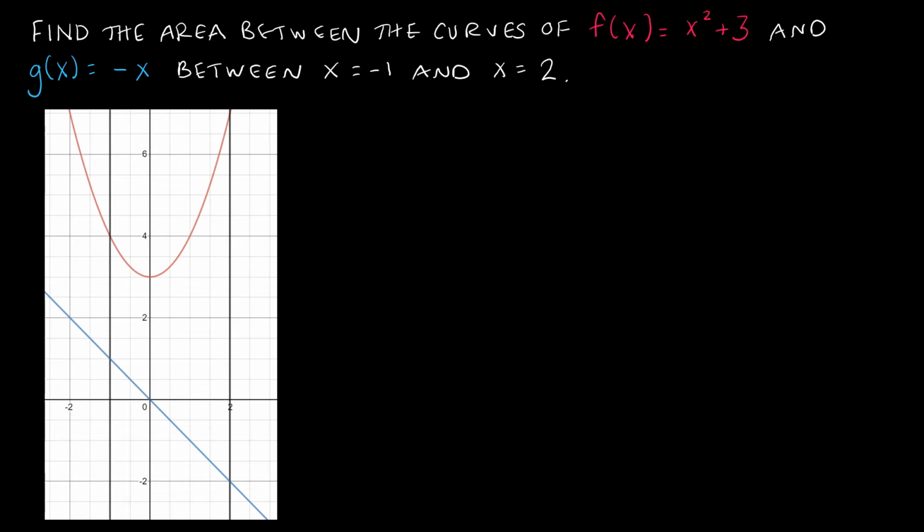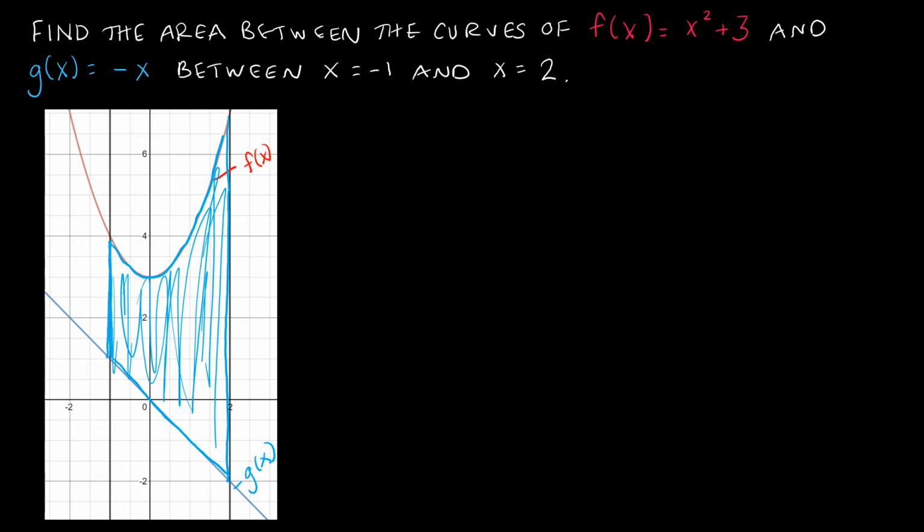Let's do one more practice together where the limits of integration are given to us. So again, we're finding the area between these two curves of f of x equals x squared plus 3 and g of x equals negative x. And those are already graphed for me. So again, this curve is f of x, and this line is g of x. Now we're trying to find the area between the curves from -1 to +2, and so we can see we're looking at this region right here.